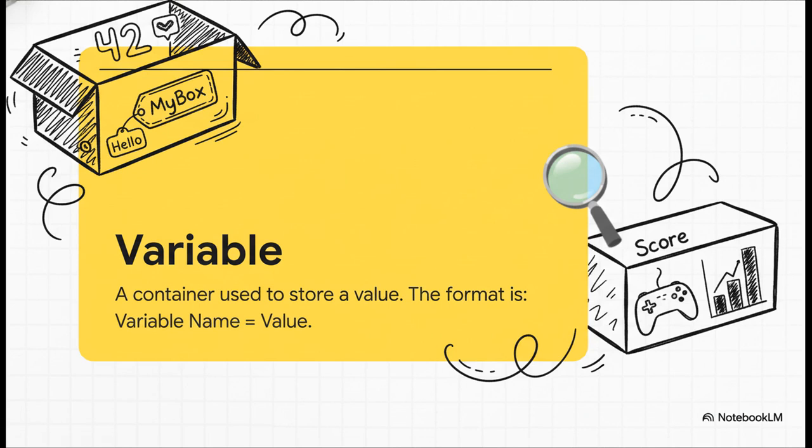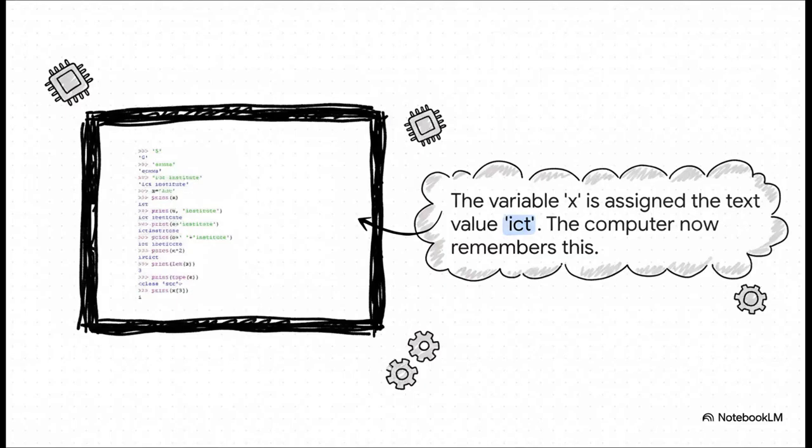Honestly, the best way to think of it is just as a labeled box. You give the box a name, and then you put something inside it. That something could be a number, a piece of text, maybe a player's score in a game. Literally anything you need the computer to remember for later. This right here shows that idea perfectly. We've created a variable, a box, named X, and we've put the text ICT inside it. That's it. Now from this moment on, whenever we talk about X, the computer knows we mean ICT. We've officially stored a piece of information.